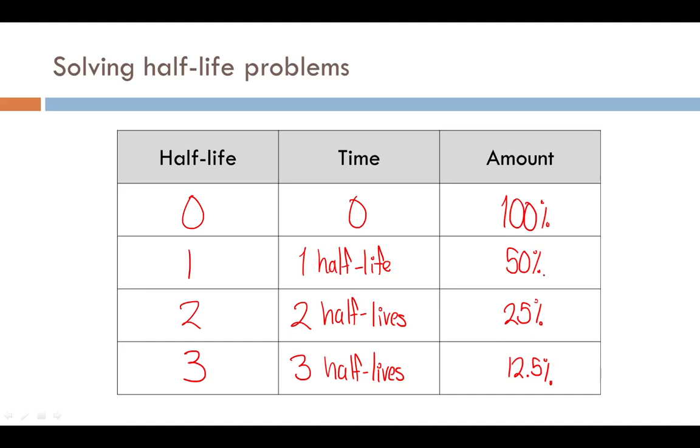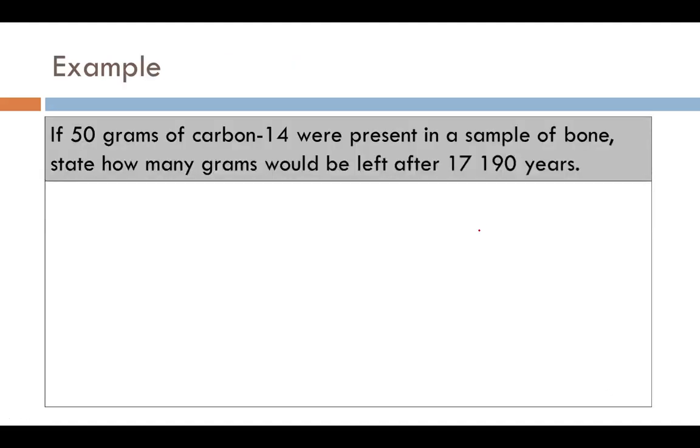As always, it's one thing to talk about it, it's another thing to actually do it. So let's practice one. Here's our problem. If 50 grams of carbon-14 were present in a sample of bone, state how many grams would be left after 17,190 years. Now, if you go to your data page 6, you will see that the half-life of carbon-14 is 5,730 years. Okay, I'm not going to show it to you. You can do that yourself if you're curious, but take my word for it, that's how long it is.